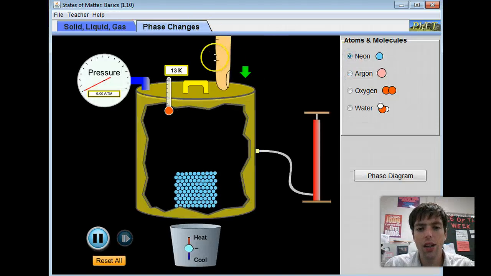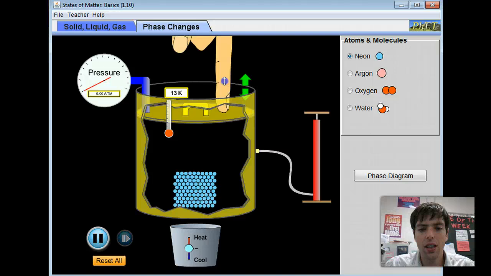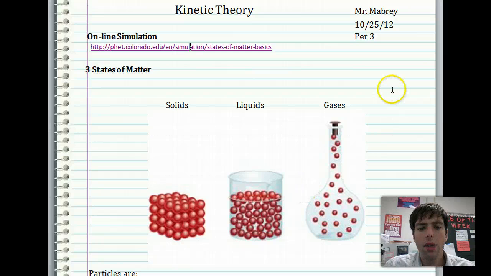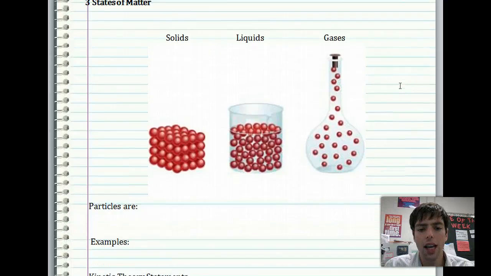And then what's really fun is you can play around with this guy's finger and you can apply some pressure, and all sorts of crazy things will happen. I don't want to show you exactly what because I want you to come play with it. But this is a really cool website. So let's come back to our note page now and fill out some things that can help remind us the differences between solids, liquids, and gases.